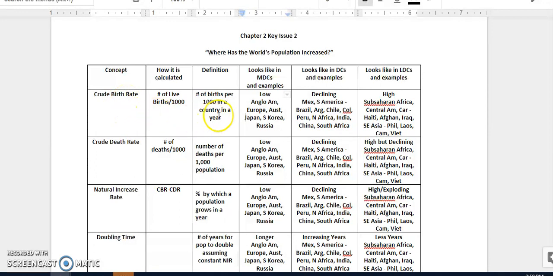Crude birth rate is the number of births per 1,000 in a country in a year. So we calculate this by the number of live births divided by 1,000. This tells you how many people are being born in your country in a year.